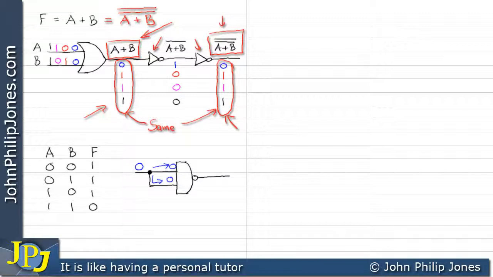Now when I do that, if I have a look at what I've got at the inputs here, I've got them both as a 0, which is this combination here. And when they're both a 0, I have at the output a 1. So that gives me a 1 at the output there.